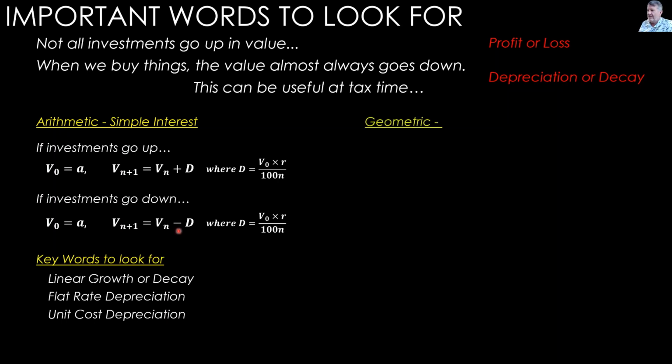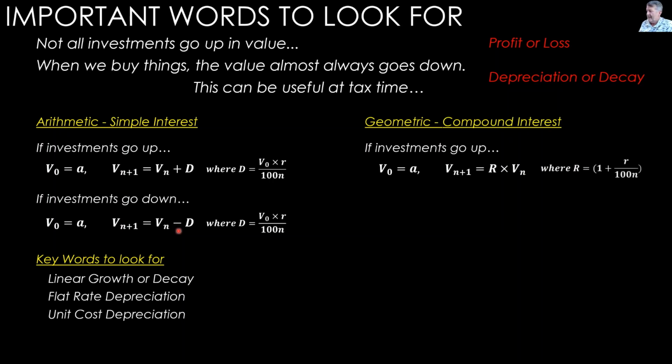For geometric, though, you're looking for the words compound interest. Again, if the investments go up, you have your recurrence relation and the rule where the R is 1 plus that. If investments go down, though, has the recurrence relation changed? Nope. But look what does change. How you work out the common ratio changes. That one goes from plus to minus.